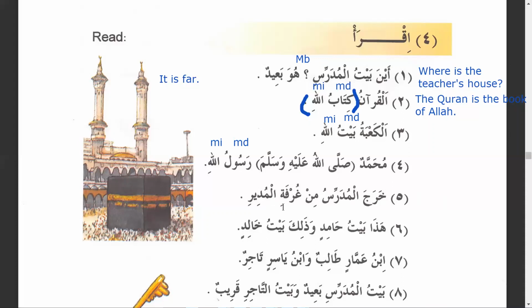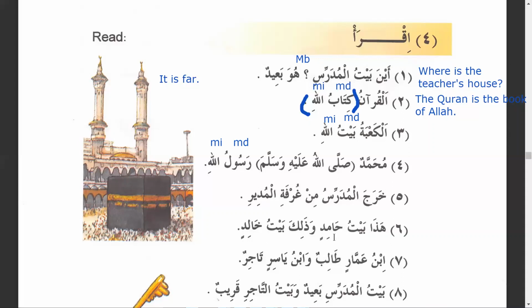Why is Ghurfati jar in status? I can see kasra over here. So why is Ghurfati, which is mudaf, jar in status? Because of min. Harf of jar, then ism majroor. Excellent. Now come to the next one.